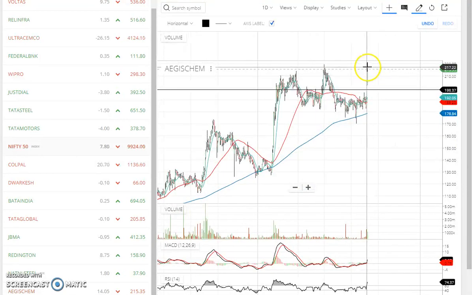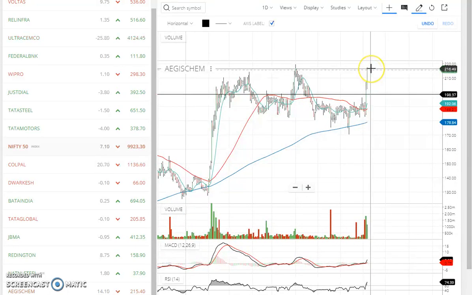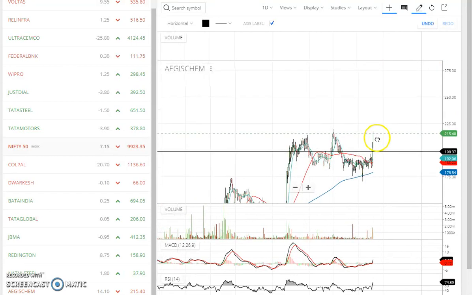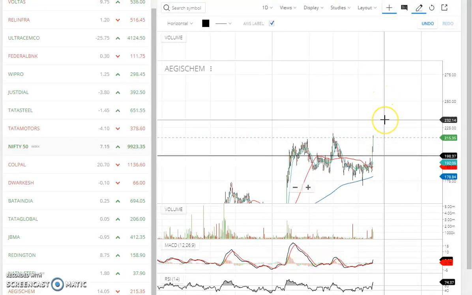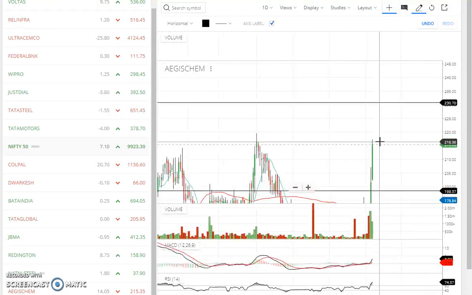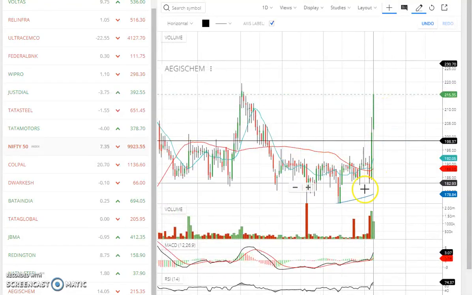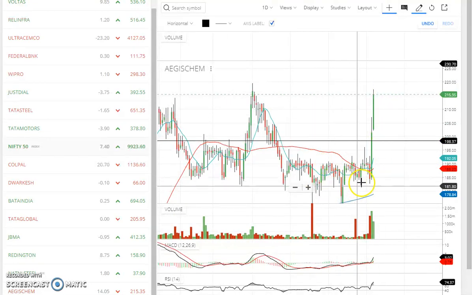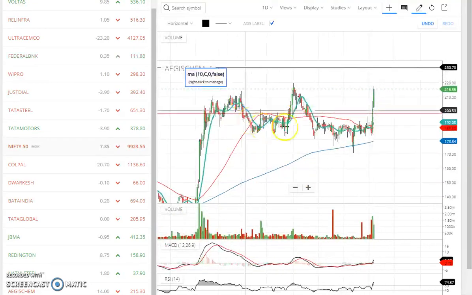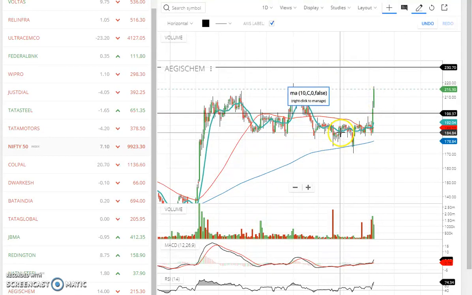Now what will happen? It has to cross this 215. If it crosses 215, it will be at the lifetime high, and the next target will definitely be 230. 230 is somewhere here, 15 points above, will be our next target, right? To me, this looked very, very good because it's taking support on the 200 EMA and the 10 moving averages are crossing upward. It looks very nice to me. I'm hoping and believing that it is definitely going to go up.